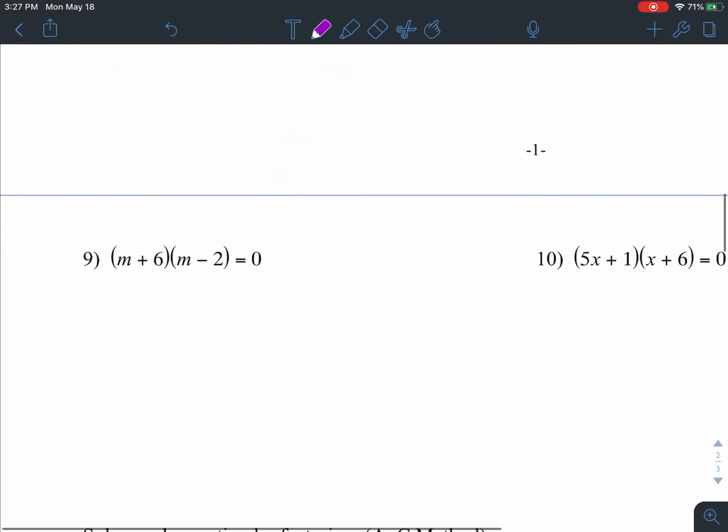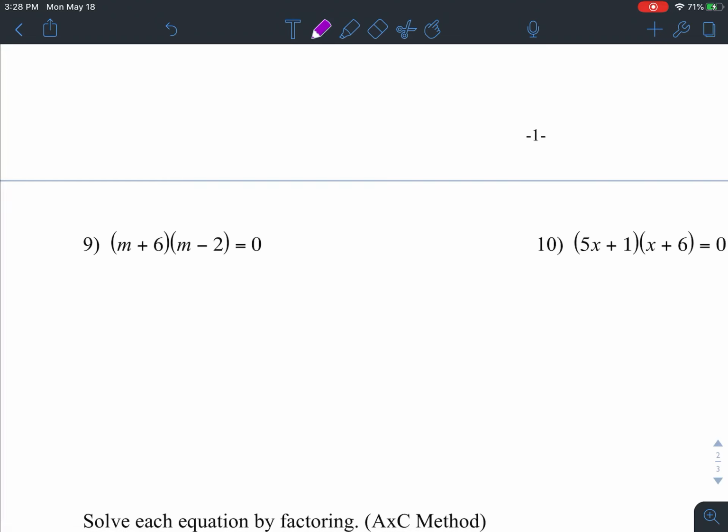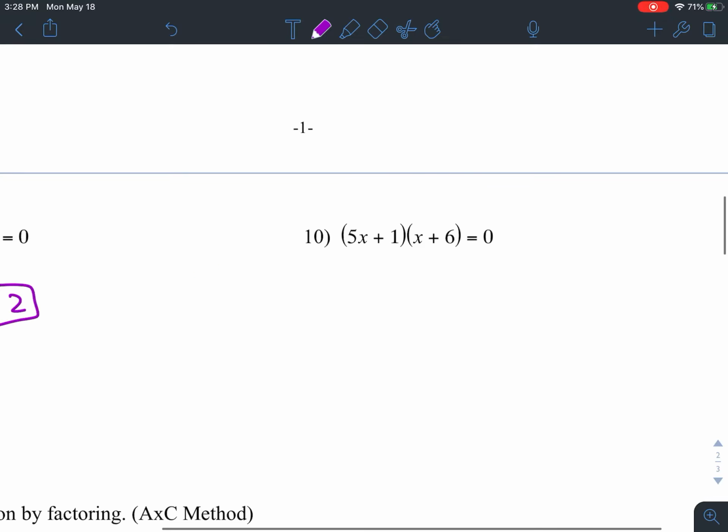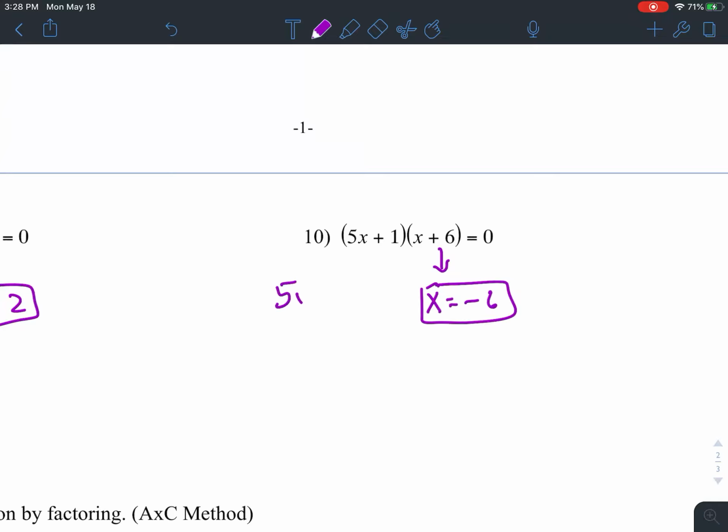Okay, moving on. Number 9 is about as easy as I can make it. Just looking at it, you shouldn't have to do any work. You should just be able to say, oh, take the opposite of what I see, so that one should be negative 6, and this one take the opposite of that, and it's m equals 2, and you're done. There's your two answers. Okay, number 10, the second one's the easy one, so we'll just make that x equals negative 6, because it's the opposite. The first one, you just got to do a little bit of work.